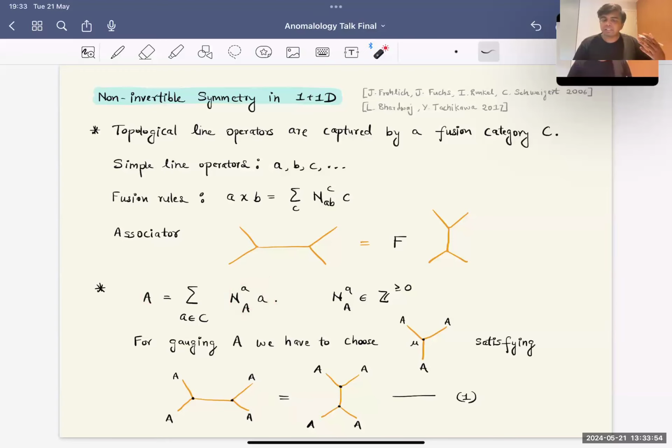Is A lines on the manifold you have. And in order to do that, you have to choose mu in such a way.